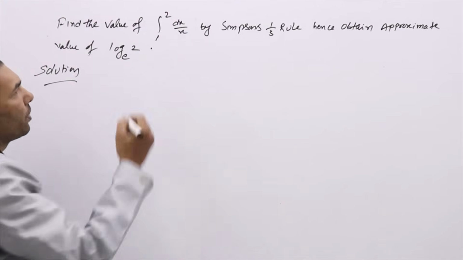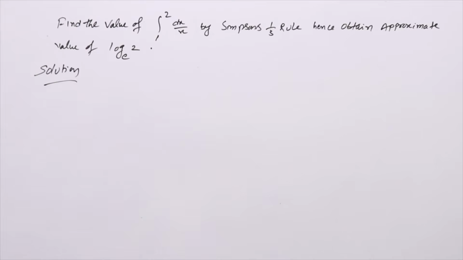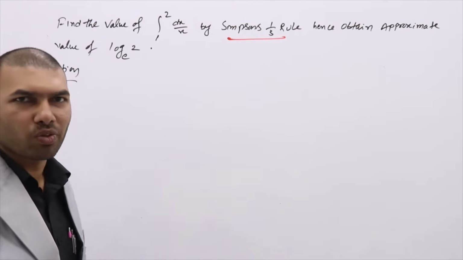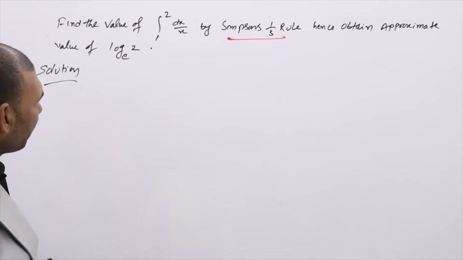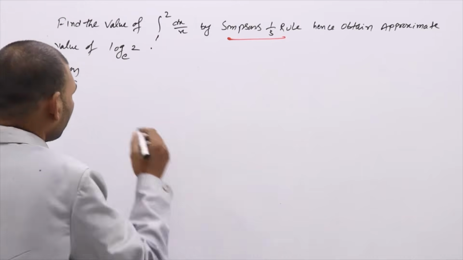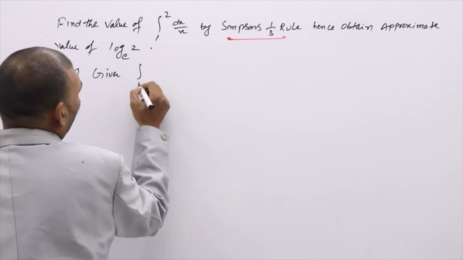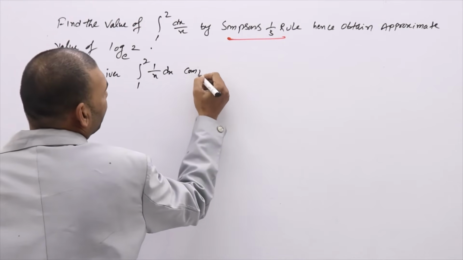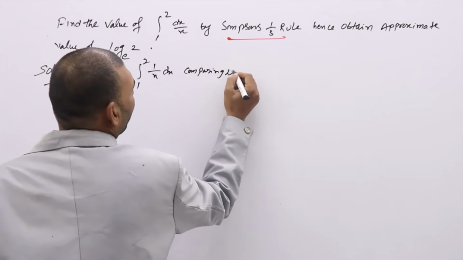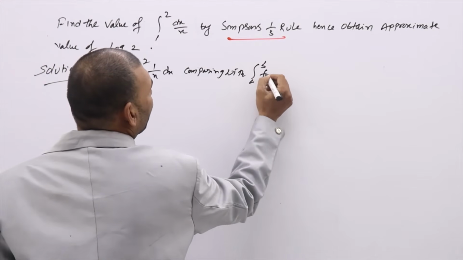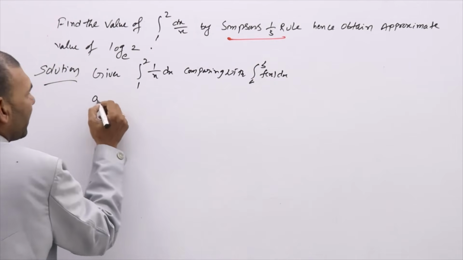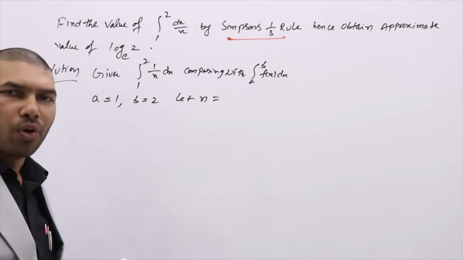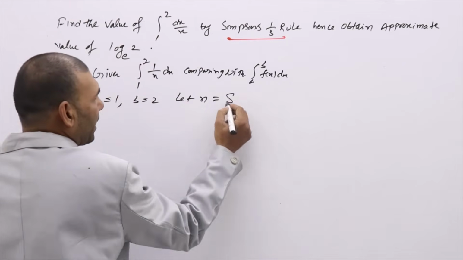Evaluate integral 1 to 2 dx by x by Simpson's rule. Simpson's 1 by 3 rule, or simply Simpson rule, also we treat it as Simpson's 1 by 3. Hence obtain approximate value of log 2. So first, note down the given integral 1 by x dx and comparing with integral a to b f of x dx, you will get a is 1, b is 2, n is not given. You can take 4 to 12 any value, so I am taking 8.